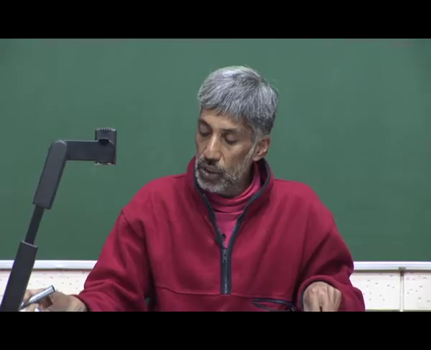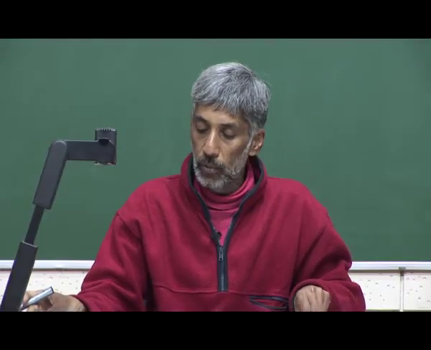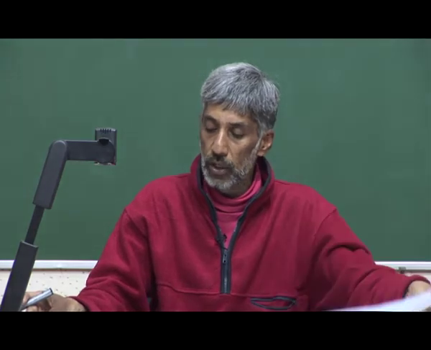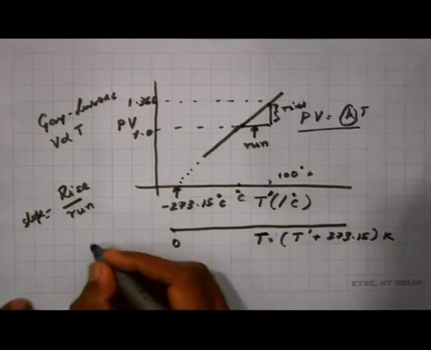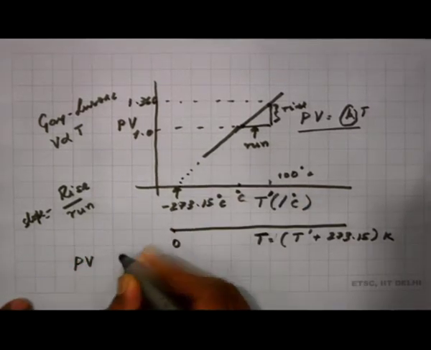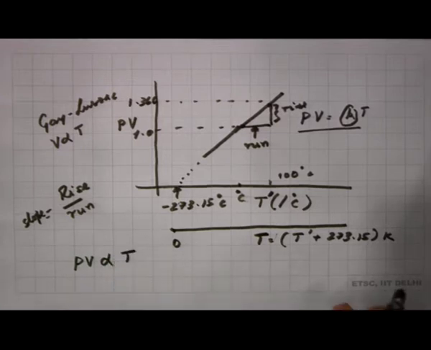Okay. So, this is telling you, and this is the result of the model that we have, that the PV product is actually proportional to the temperature. So, the net result of all this is PV is proportional to T, and we are saying that if a gas satisfies this model, it is called an ideal gas.